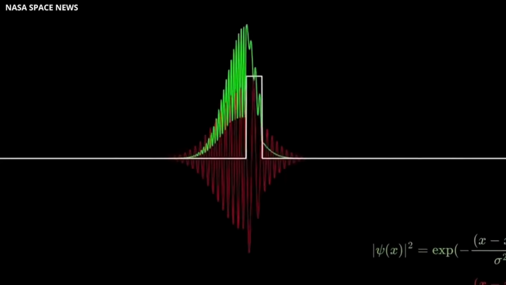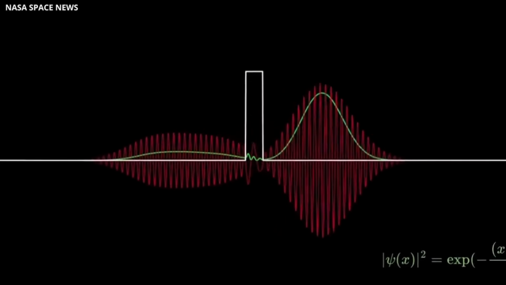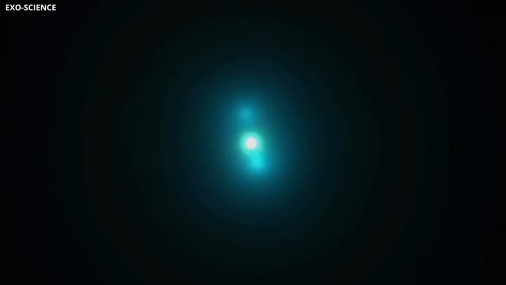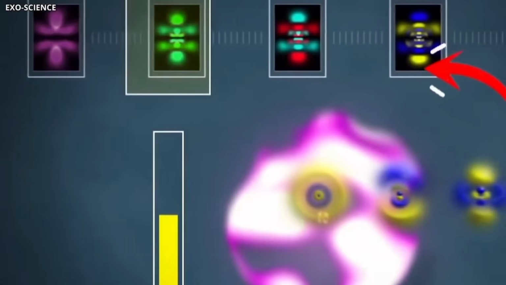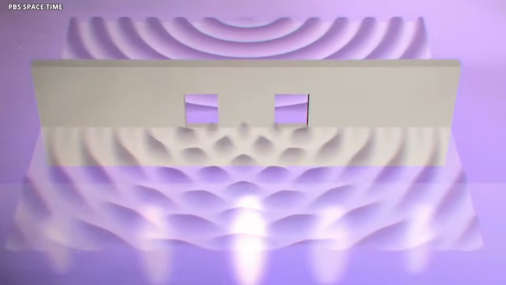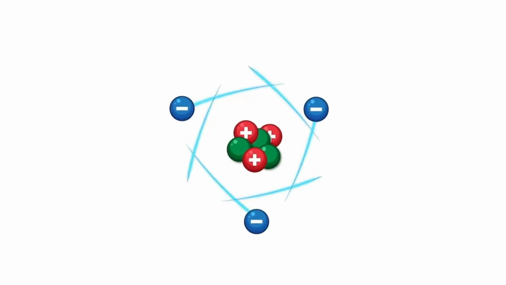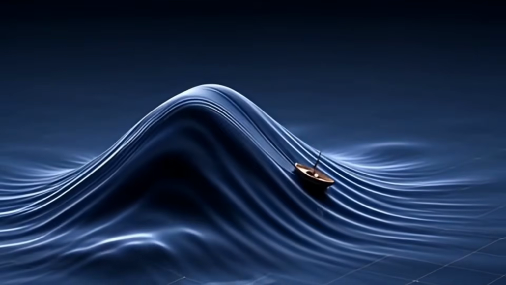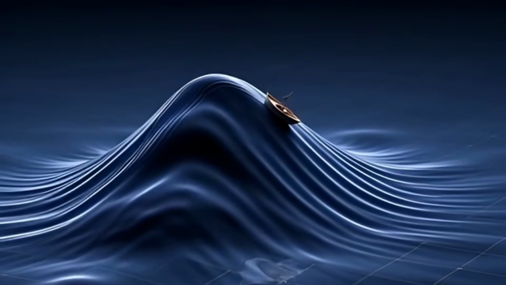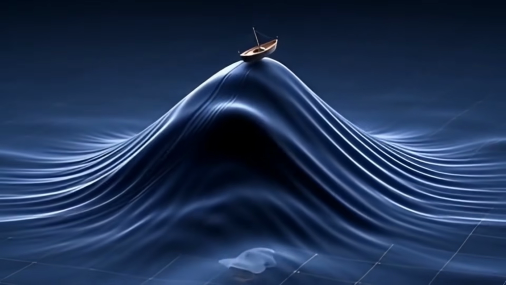In this view, the probability wave is a real physical wave and the particle is also real. Quantum particles always have definite positions, definite states, and definite properties. Nothing is fuzzy, nothing is undefined. But there is also a second ingredient. Each particle is guided by a real pilot wave. Imagine the electron is a little boat and the pilot wave is the ocean beneath it. The boat always has a definite position, but the wave determines how it moves.